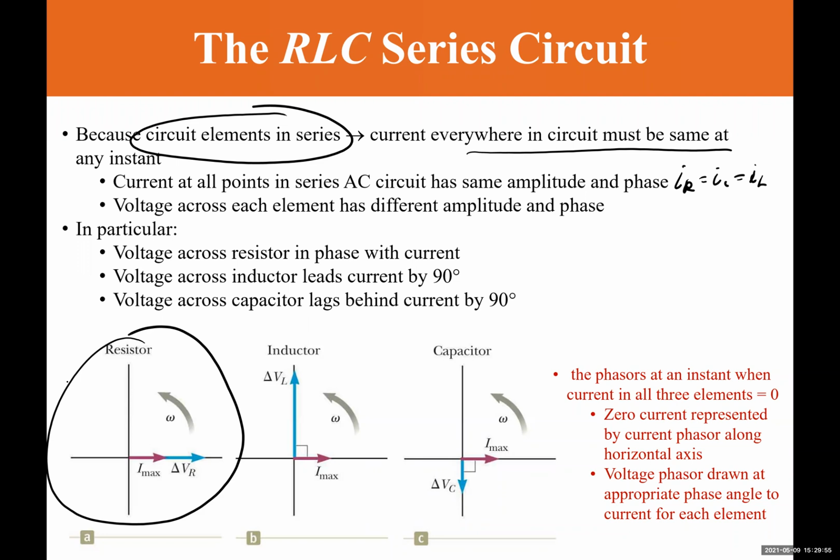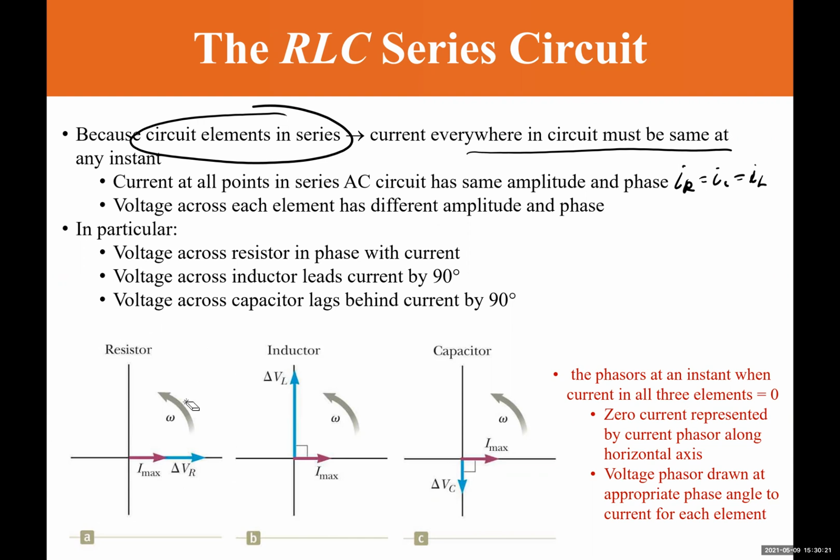But if the current is always in the positive x direction, the voltage is in the same positive x direction only for the resistor, because only in the resistor is the voltage in phase with the current. That means here we can see that voltage and current are both pointing in the positive x direction. Both of them are in phase.